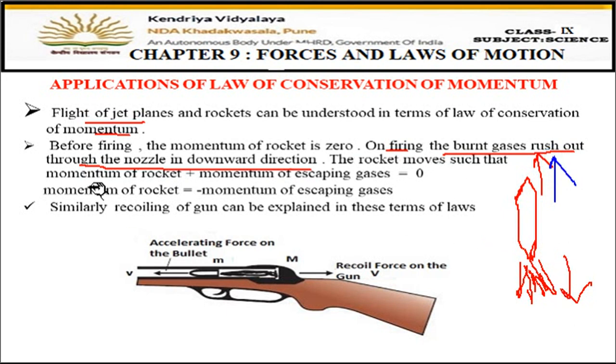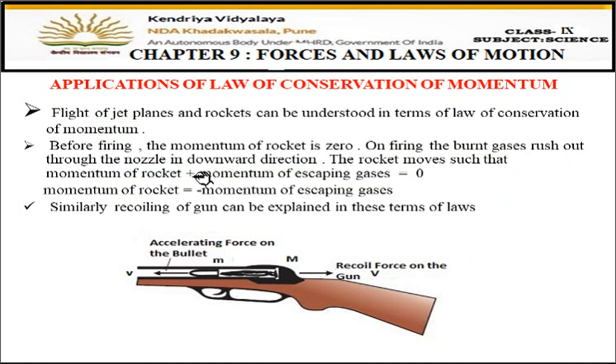The rocket moves such that the momentum of the rocket plus the momentum of the escaping gas is equal to 0. When no external force is applied, there are two bodies here, the rocket and the gases, so the linear momentum of both of them remains constant. So we can write: the momentum of the rocket plus the momentum of the gases coming out is equal to 0. If you take the momentum of escaping gas to the other side of the equal sign, it becomes negative. So the momentum of the rocket is equal to minus the momentum of the escaping gases.